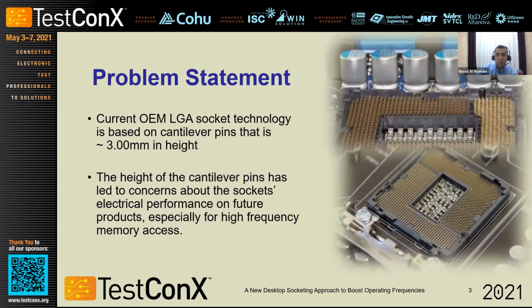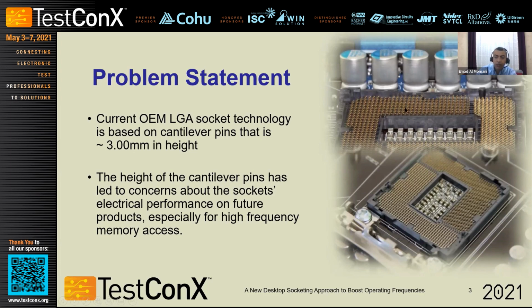As for the problem statement, the purpose of this work: if you look to the right, this is an LGA desktop socket. As you know, desktop packages are LGA packages, and they need an LGA socket. This socket is a cantilever type socket, and we'll see an image of the pin in a second. The height of this pin is about 3 millimeters.